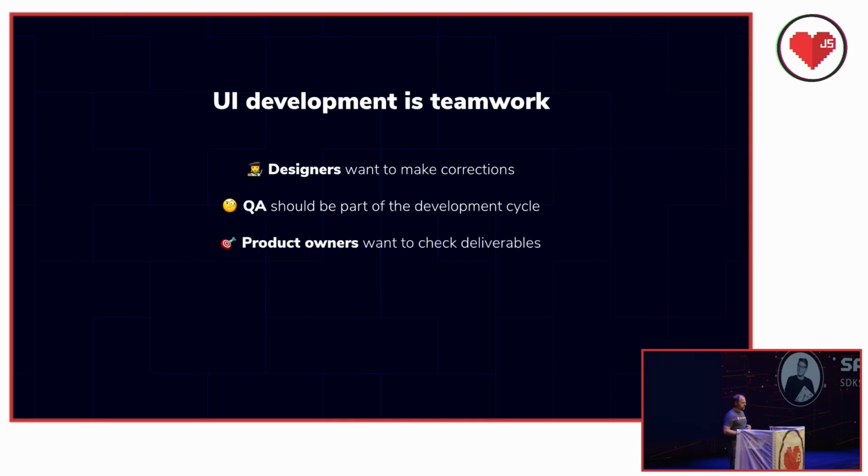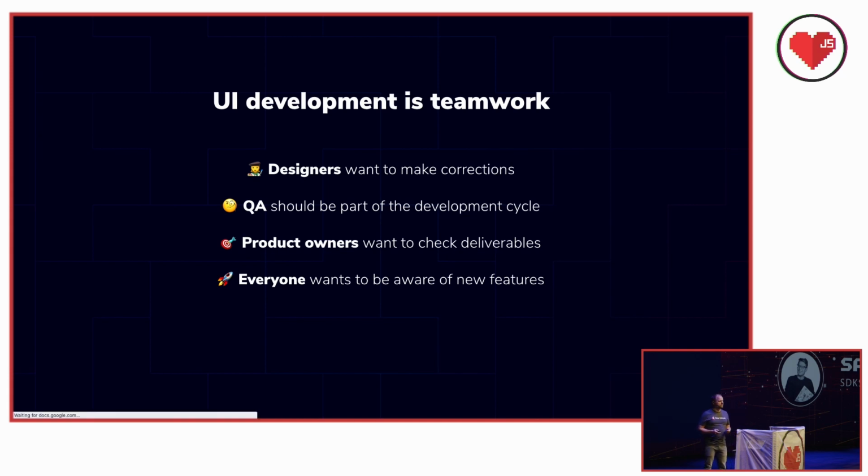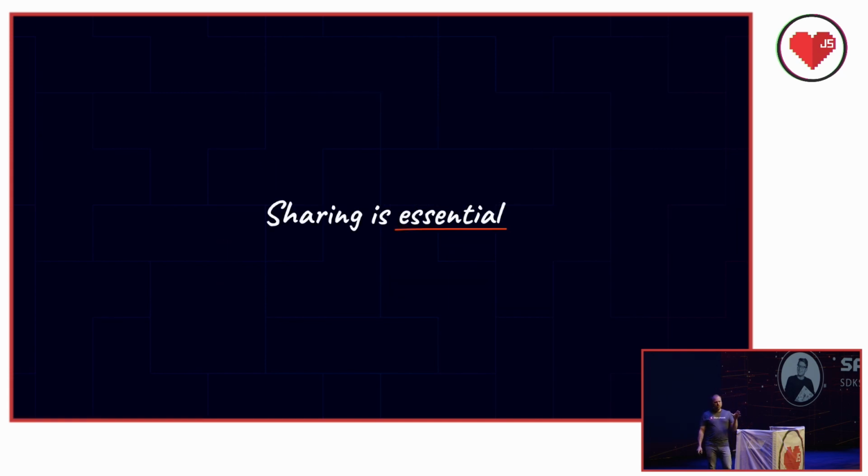There's product owners or managers who want to check on the deliverables, like did you actually deliver what we discussed that you would deliver? And of course, everyone on the team and other stakeholders want to be aware of what's out there, what have we already shipped, and maybe people on another team want to know that I just built an accordion component and can reuse it now. So sharing is essential to this whole workflow, right? It's super important, and that's why in Storybook we have built a set of features that allow you to share your stories and your components with other people.